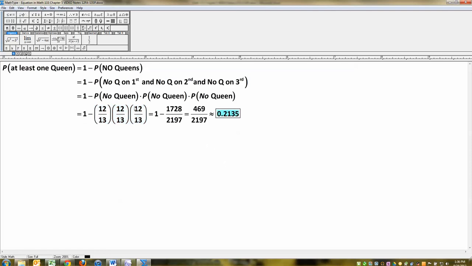And that gets you this number altogether once you subtract this from 1. So 12 times 12 times 12 is 1728. 13 times 13 times 13 is 2197. So you subtract that from 1, you get 469 over 2197, and you're done.